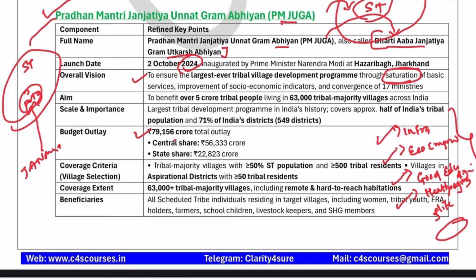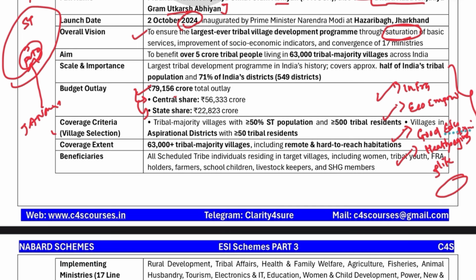The total outlay of this particular scheme is approximately 79,000 crore, out of which the central share will be 56,000 crore and the state share will be 22,800 crore. So how are we going to select the villages? Villages with 50% ST population and more than 500 tribal population will be selected. And in aspirational districts, the only criterion is a tribal population of more than 50. Just remember this, it is important.